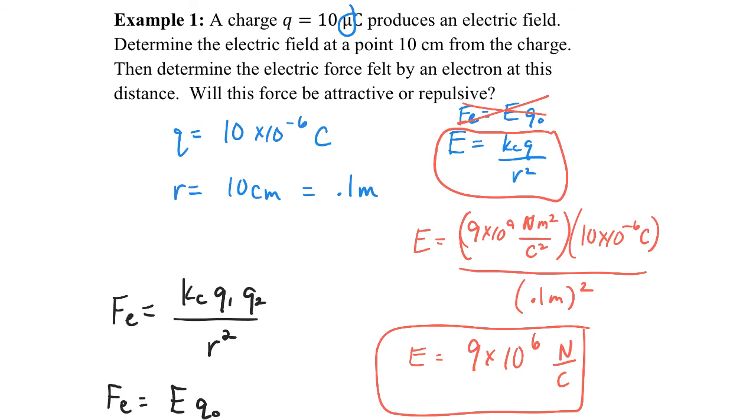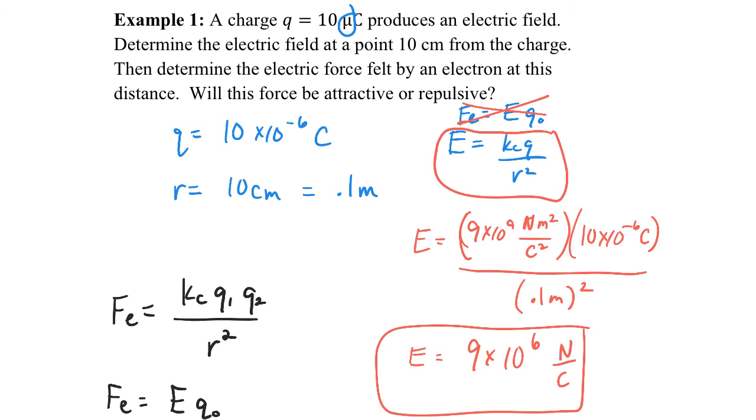It's not the same as that Q. Remember, Q0 is the test charge. It's the object that's brought near the source. What object is brought near the source in this problem?